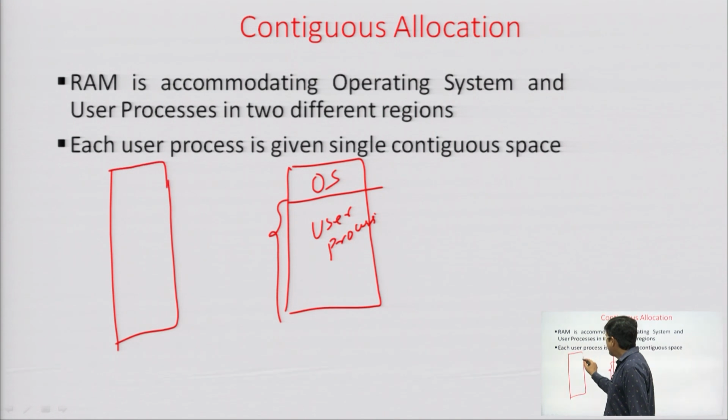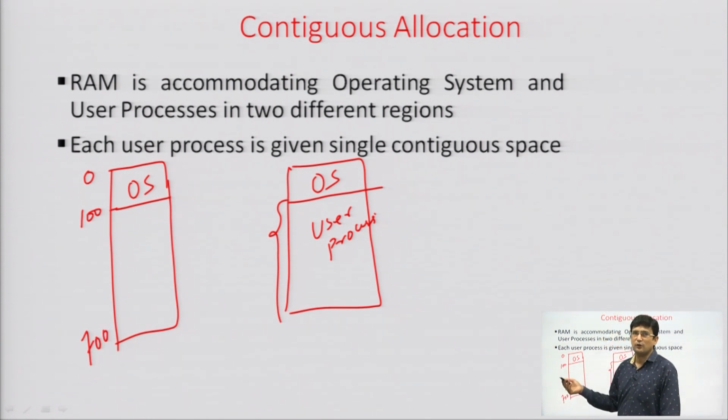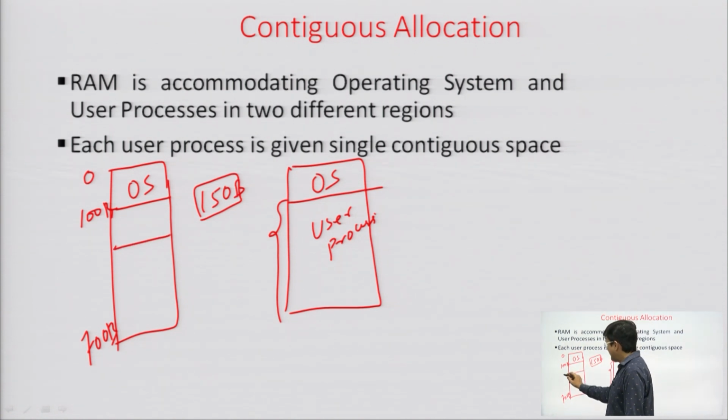What is the meaning of the contiguous region? Let us once again draw this, and this is the OS region. Let us say my address starts from 100, the user region starts from 100 and goes up to 700. You may take it in any unit, 700 kilobytes or megabytes, whatever you like. Let us say we have a process of 150 bytes. It has to be allocated in a contiguous region, so from 100 to 249 or 250 is where the process gets stored.